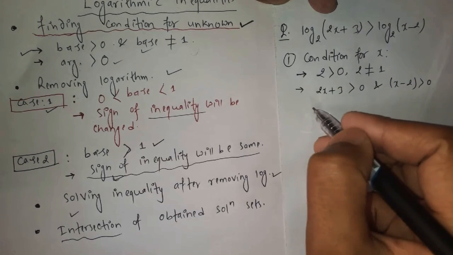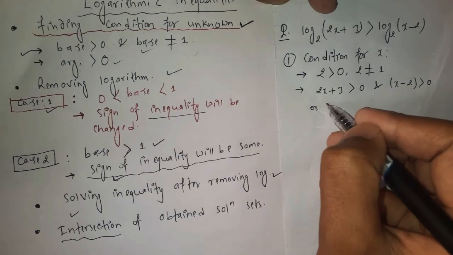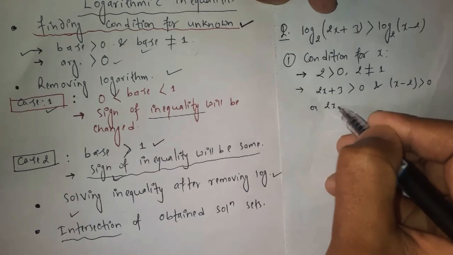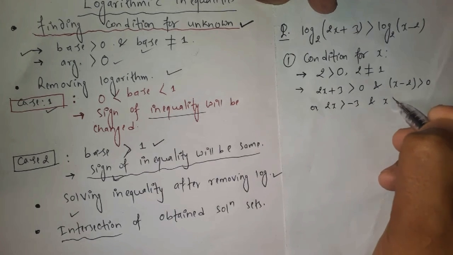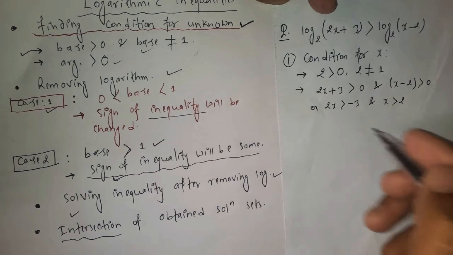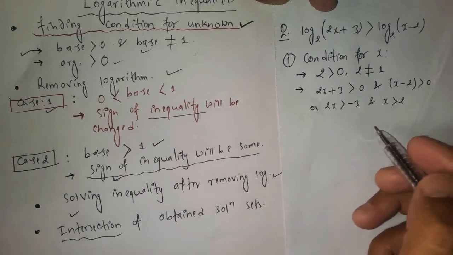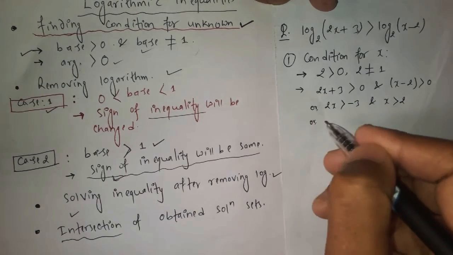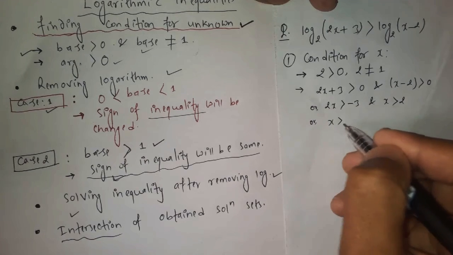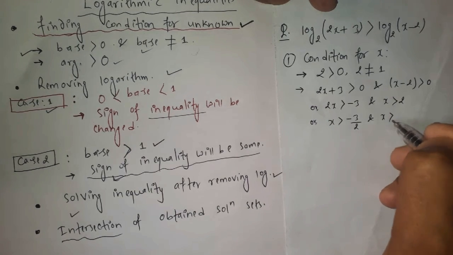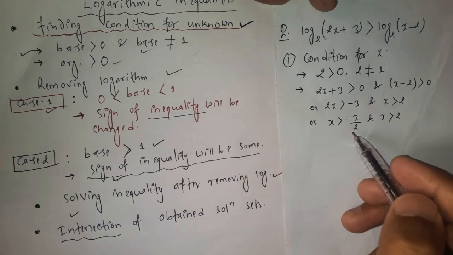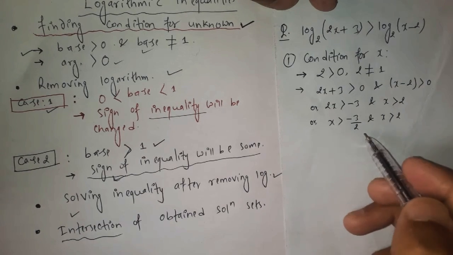Let's solve this. It can be simplified as 2x is more than negative 3, and x is greater than 2. Or this can be written as x is more than negative 3 over 2, and x is more than 2. Let's calculate the solution set for this inequality.